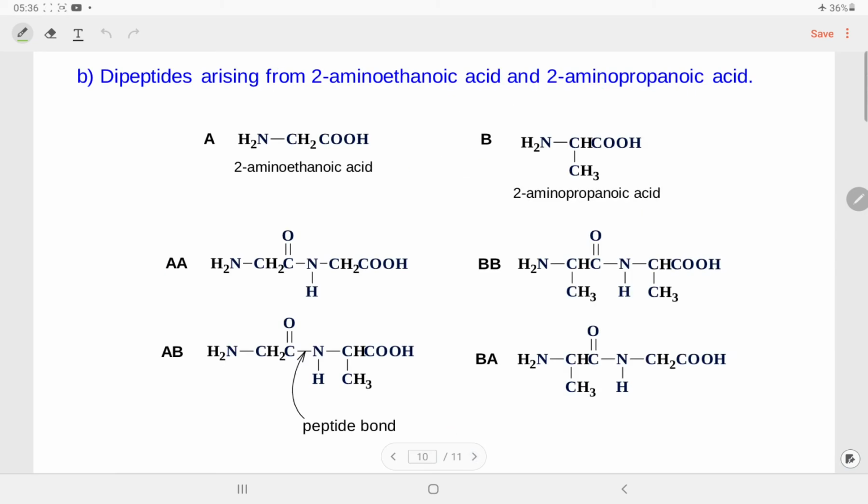And the next question is you have to write the structure of dipeptides from 2-aminoethanoic acid. This is question 8b. And altogether you are going to get 4 dipeptides. The dipeptide is where you have the C double bond O and N. This is the dipeptide. So here is the dipeptide for the whole set. And you have AA, and you have BB, then you have AB and BA. So altogether you have 4 dipeptide bonds.